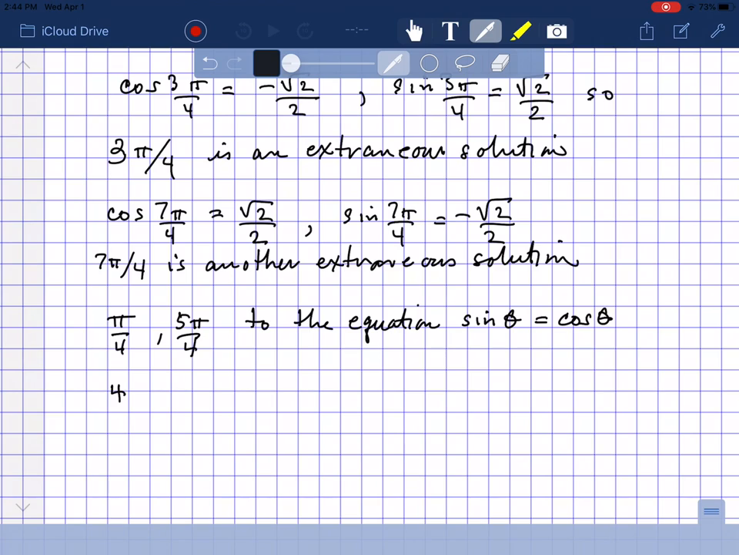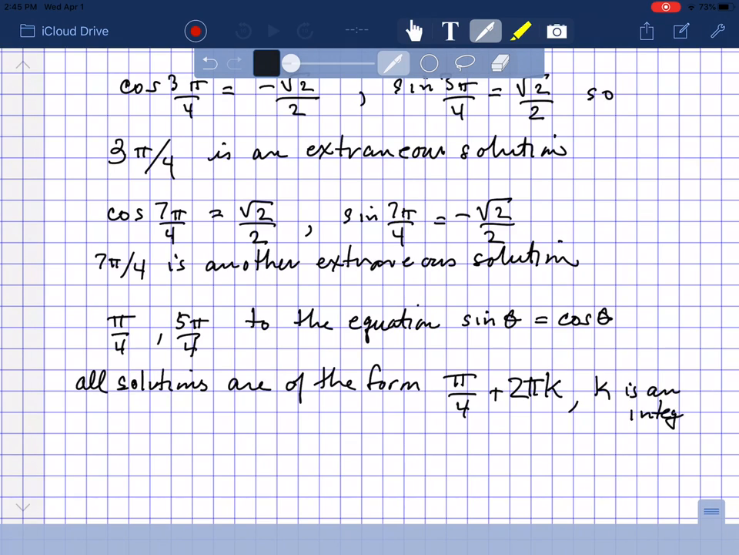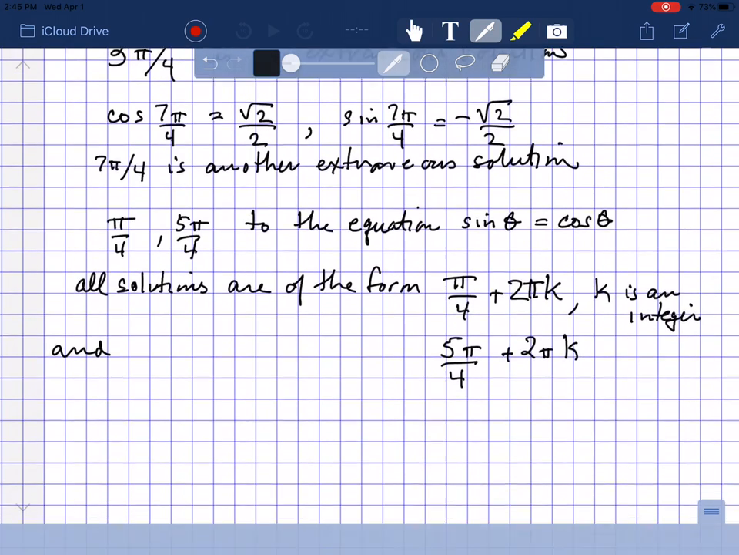And so we know that all solutions are of the form pi over 4 plus 2 pi k, where k is an integer, and 5 pi over 4 plus 2 pi k, where again, k is an integer.